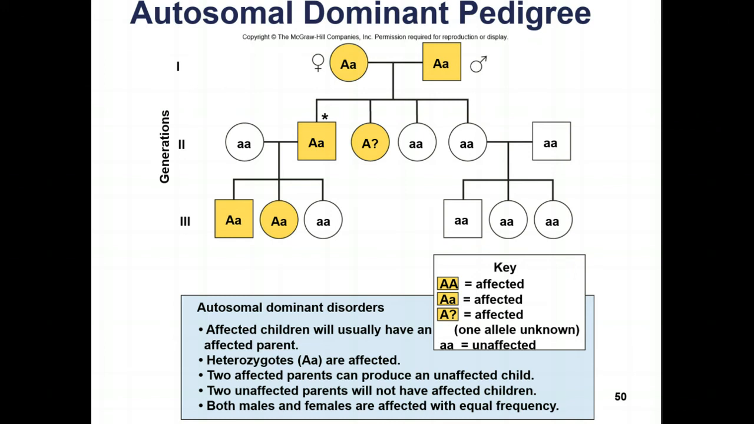Note that in an autosomal dominant pedigree, usually affected children will have at least one parent that also has the disease. In the case of autosomal dominant, you do not need 2 copies to have the disorder. You only need 1 copy. This means that the heterozygotes are not considered carriers, but they actually have the disease. 2 unaffected parents can produce an unaffected child. And 2 unaffected parents will have children that are normal. Both males and females are affected with equal frequency.